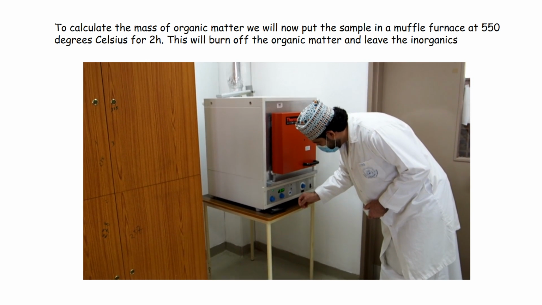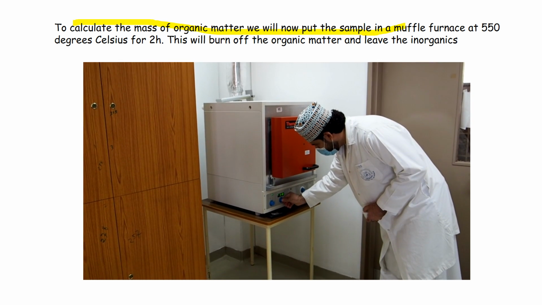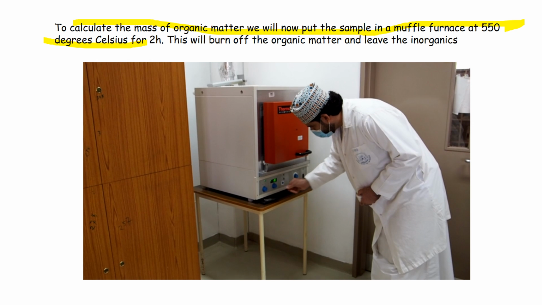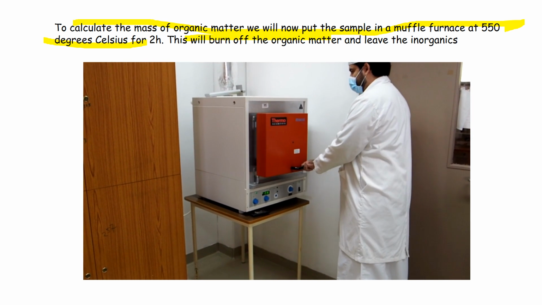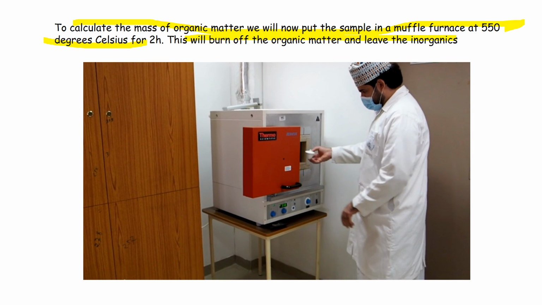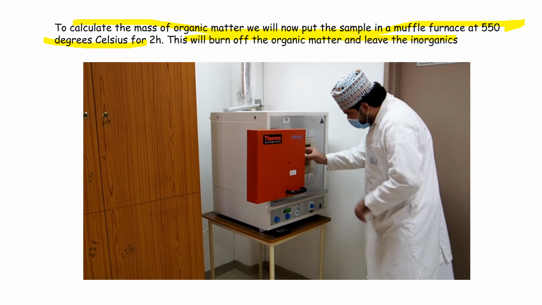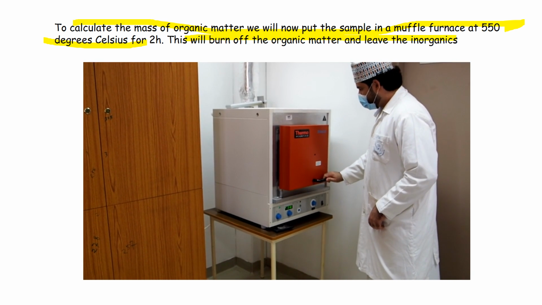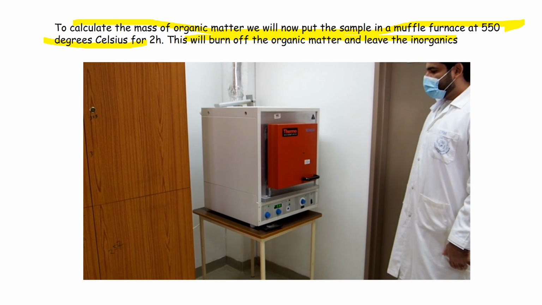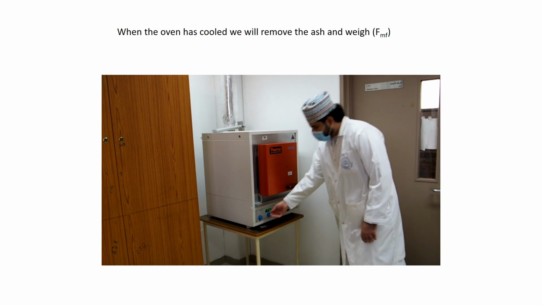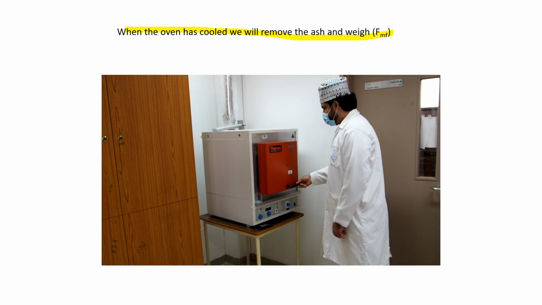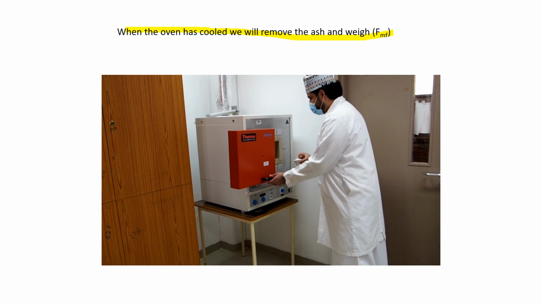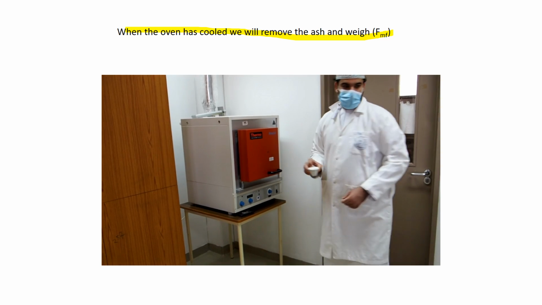To calculate the mass of organic matter, we now need to put the sample in a muffle furnace at 550 degrees for 2 hours. This will burn off the organic matter and leave the inorganics. When the oven is cooled, we remove the ash and weigh the remainder. We will call this FMF, for muffle furnace.